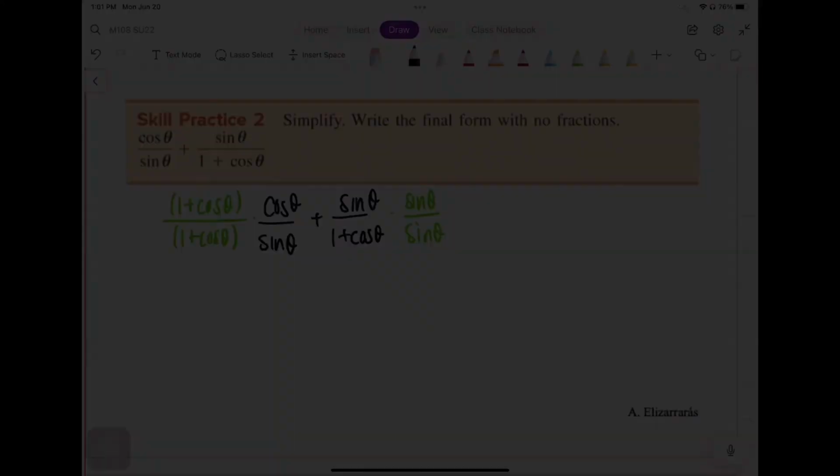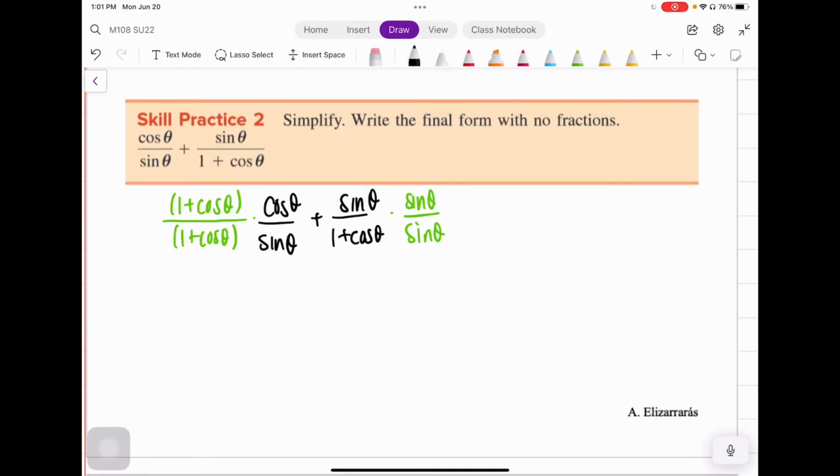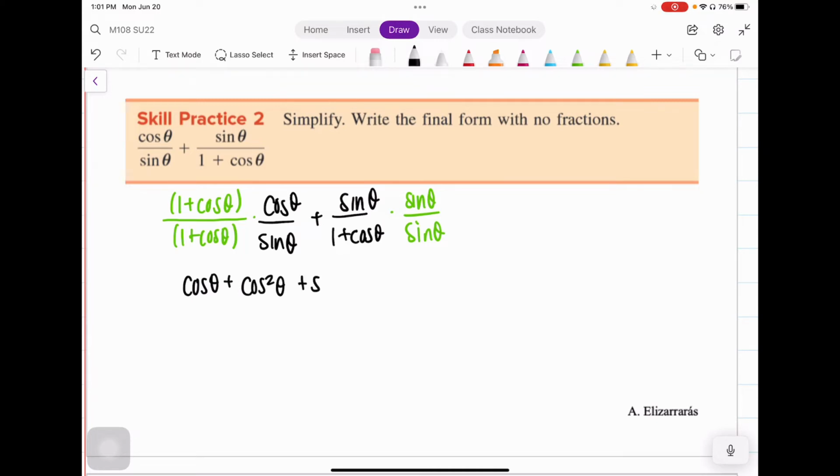When you multiply this, you might be tempted to expand the denominator, but we don't want to do that just yet in case we might be able to cancel out some terms because, again, our final form wants to be with no fractions. So in the numerator, we get cosine theta plus cosine squared theta plus sine squared theta all over 1 plus cosine theta times sine theta.